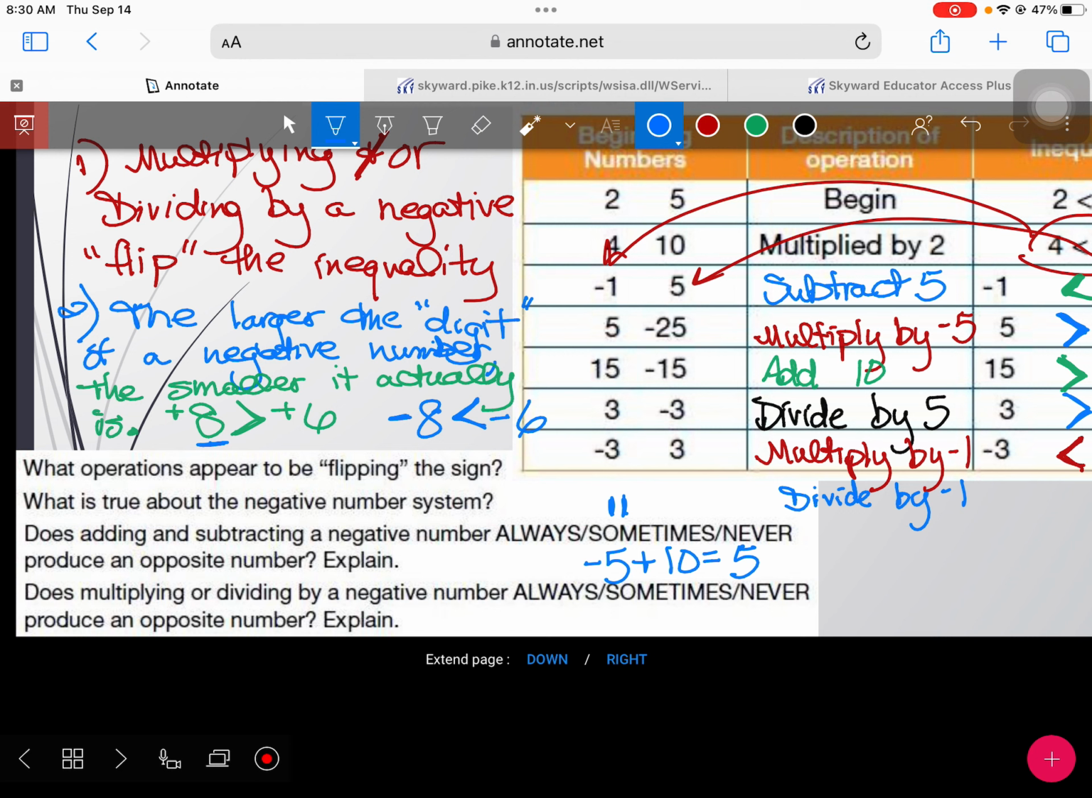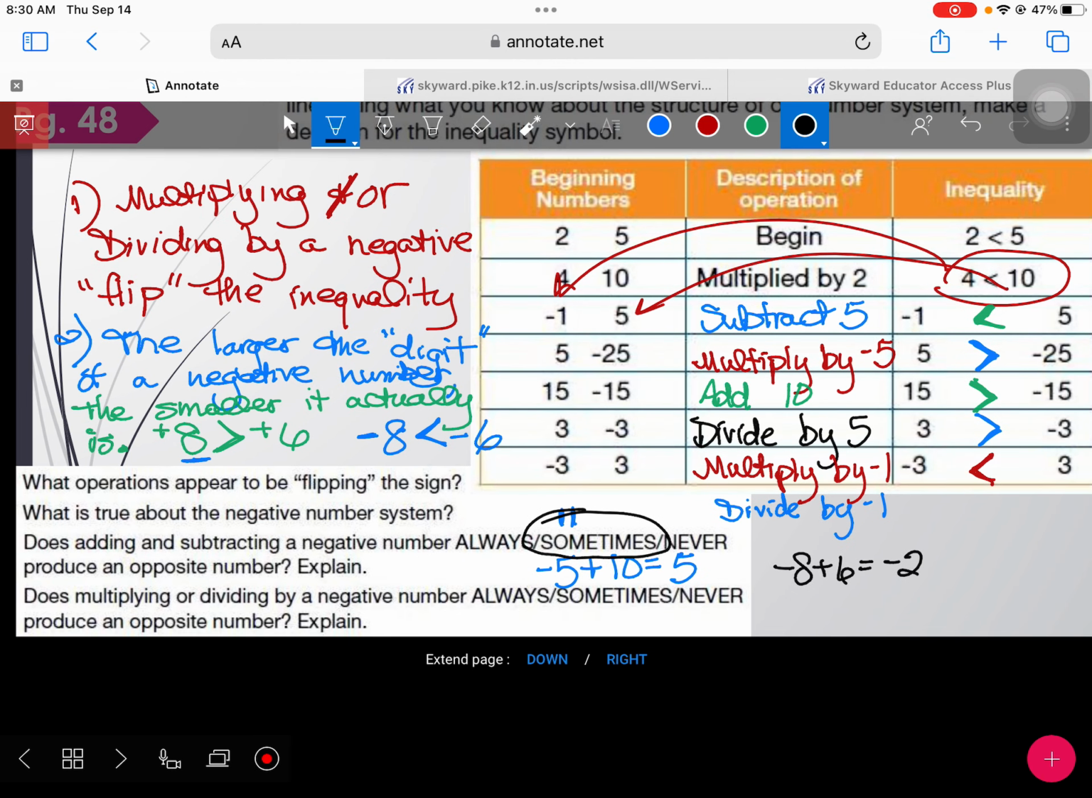Can you give me an example where it wouldn't? Negative 8 plus 6 is going to give you negative 2. So that puts it in the sometimes category. Does everybody agree with that? Yes, okay. All right, does multiplying or dividing by a negative number always, sometimes, or never produce an opposite number?